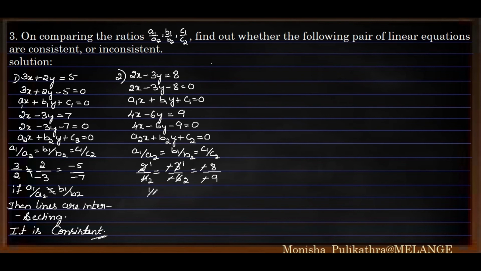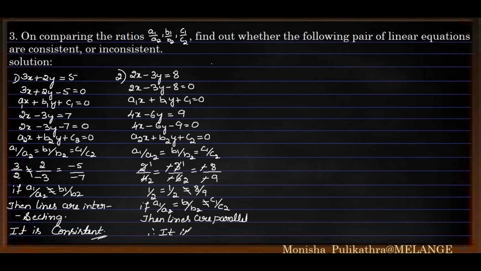Okay, so the remaining is 1 by 2 is equal to 1 by 2 but not equal to 8 by 9. So it is in the form, if a1 by a2 is equal to b1 by b2 but not equal to c1 by c2, then the lines are parallel. Okay, so if the lines are parallel, therefore it is inconsistent. Only for parallel lines it will be inconsistent. The rest of the two cases, that is intersecting and coincident, are consistent.